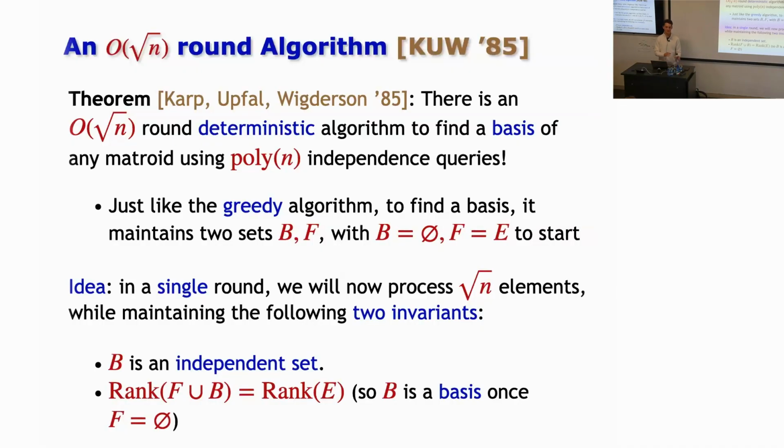Question: I think the naive solution also already satisfies this condition. Yes, the naive one will do that. The main difference is that now you're going to do it while processing square root n elements per round instead of just one.